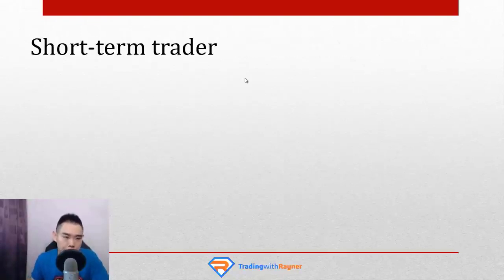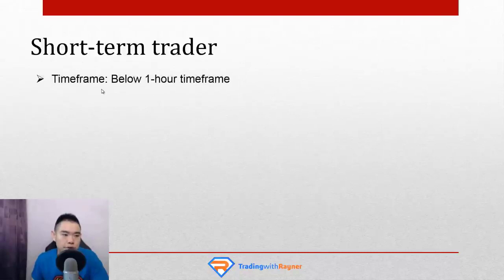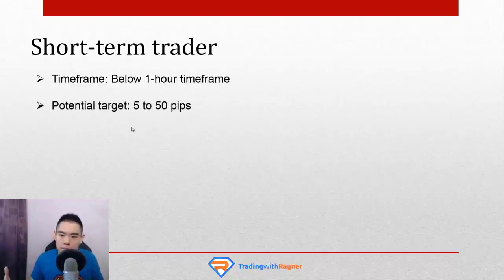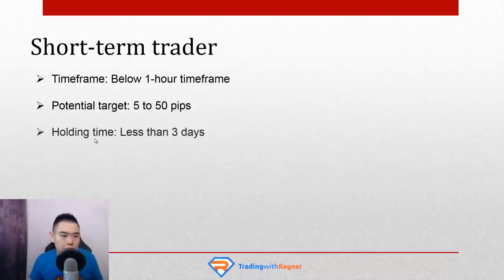Number 1, short-term traders. For short-term traders, your time frame is usually below the 1 hour time frame. You will likely operate on a 5 minutes, 15 minutes time frame. Your potential target in terms of pips, you're usually aiming anywhere between 5 to 50 pips. And your holding time is usually less than 3 days.